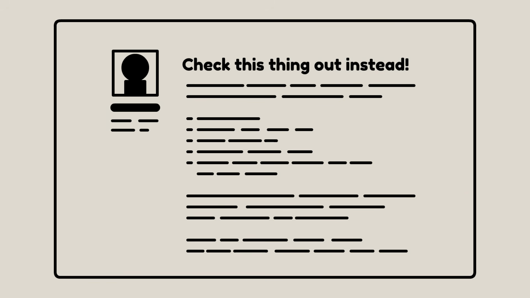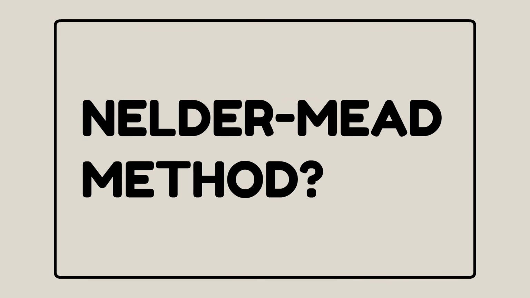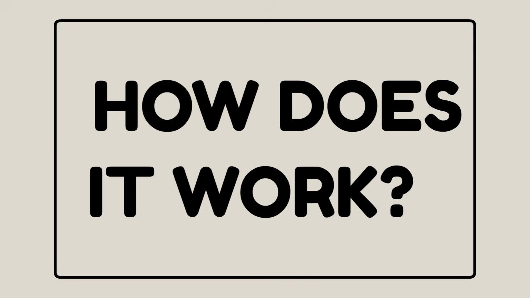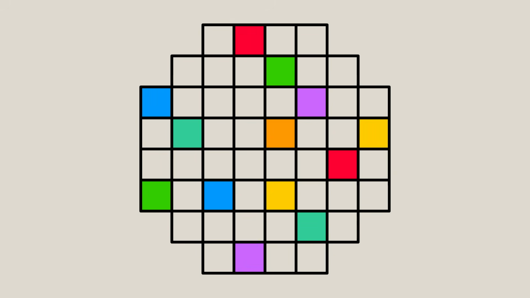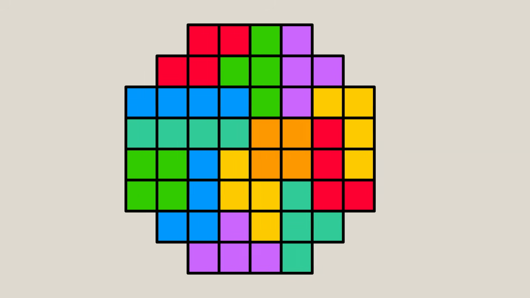See, recently, while I was doing some research on another subject, I learned about something called amoeba generation. I don't know the official name, but the closest I found is something called the Nelder-Mead method. Regardless of what it may be called, long story short, you give something a starting position and you let it grow to a certain size at random. Like, imagine that our grid is like a petri dish. Each amoeba grows in that petri dish from starting at 1 tile and continuing until it grows into 4.